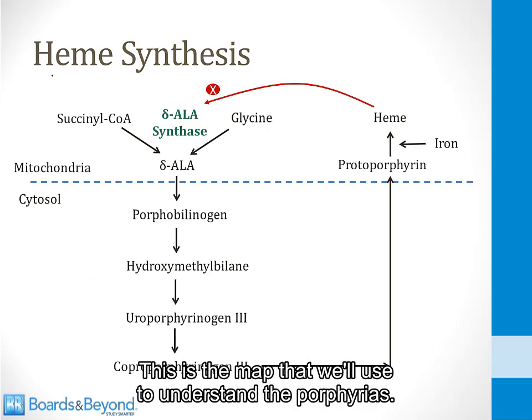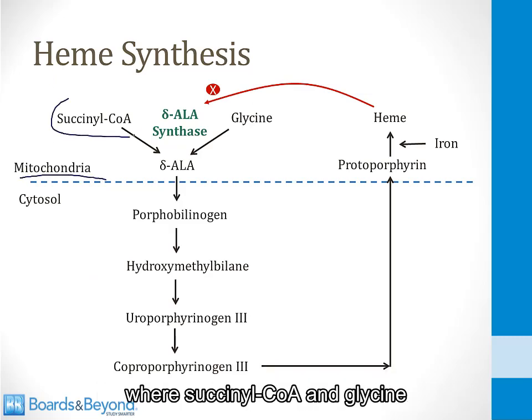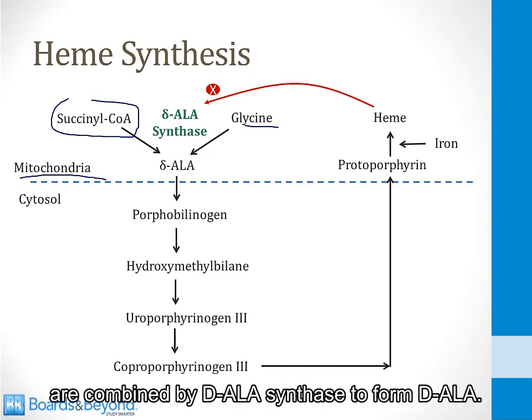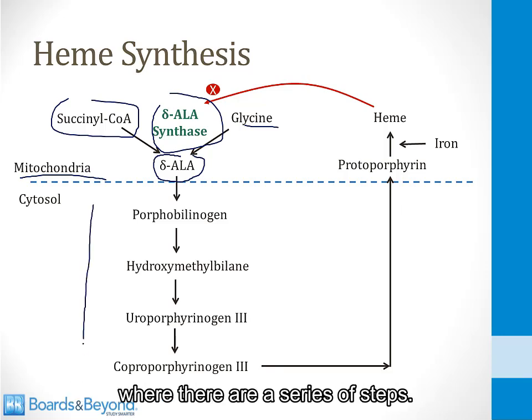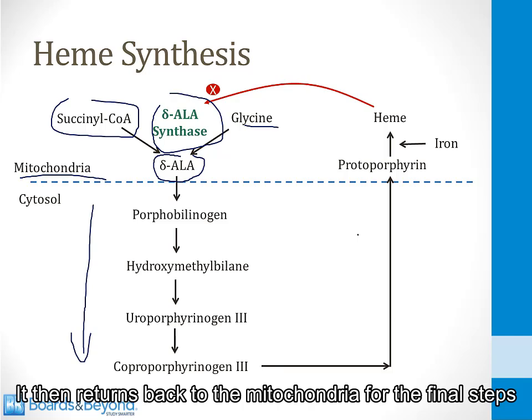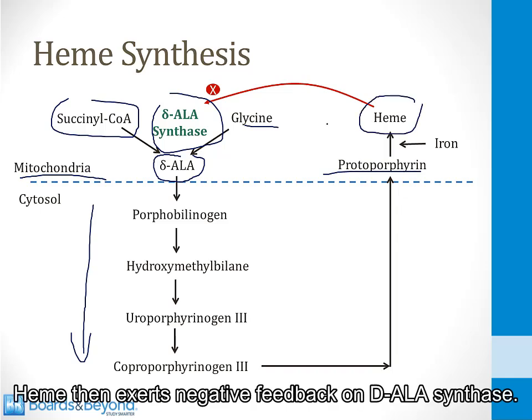Here's another map of the heme synthesis pathway. This is the map that we'll use to understand the porphyrias. The process begins in the mitochondria, where succinyl-CoA and glycine are combined by D-ALA synthase to form D-ALA. The process then moves out into the cytosol, where there are a series of steps. It then returns back to the mitochondria for the final steps, where protoporphyrin is combined with iron to form heme. Heme then exerts negative feedback on D-ALA synthase.